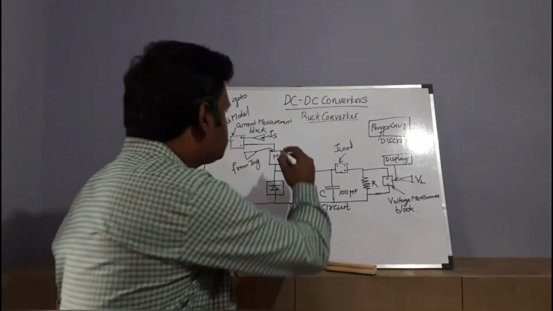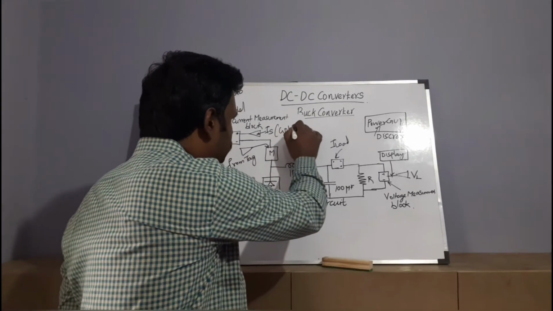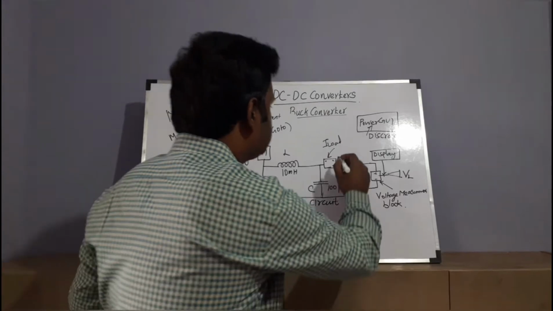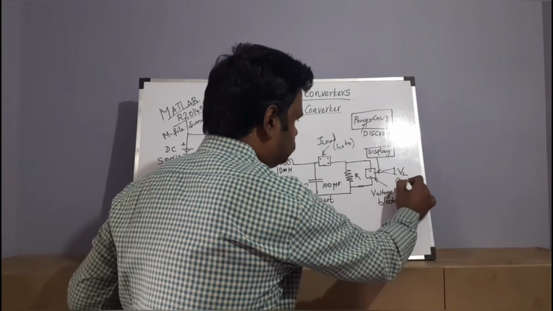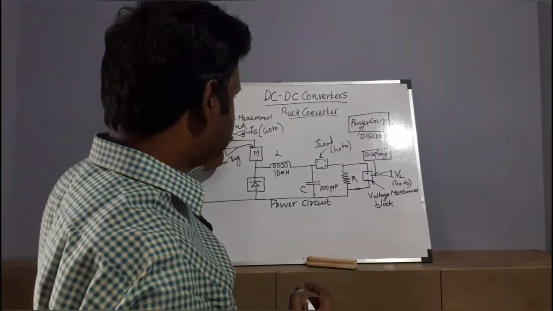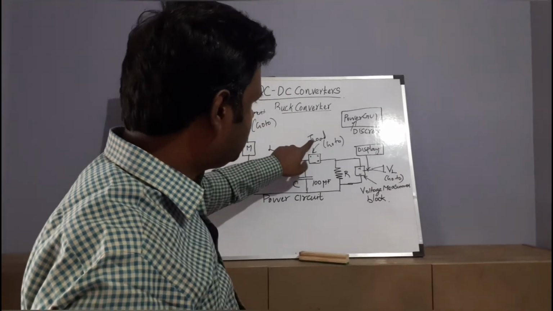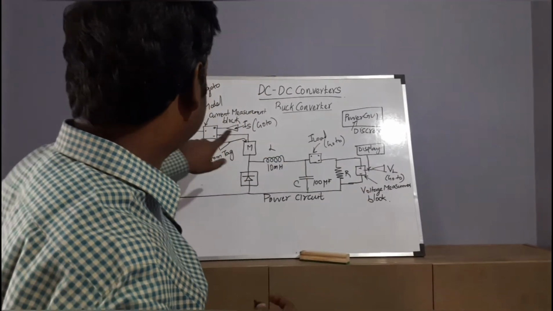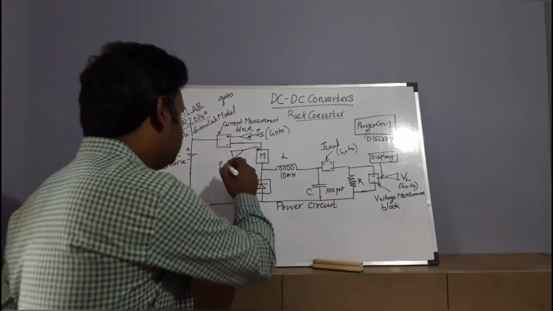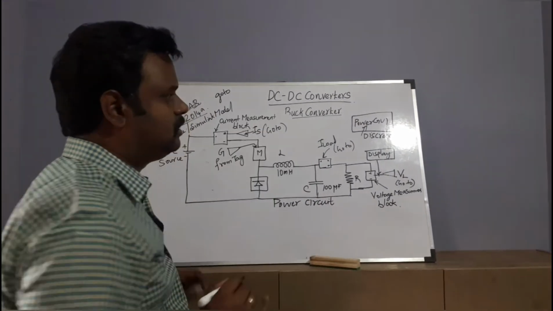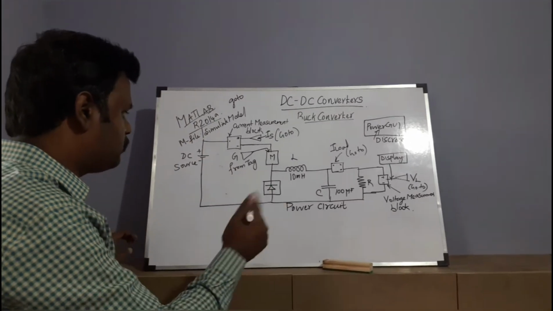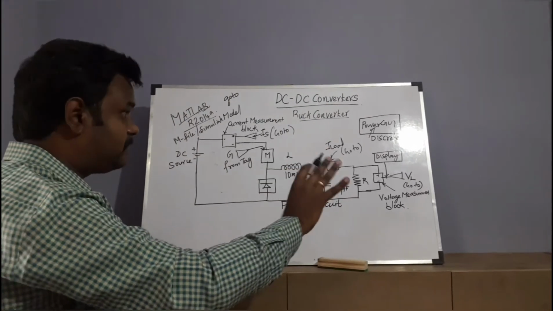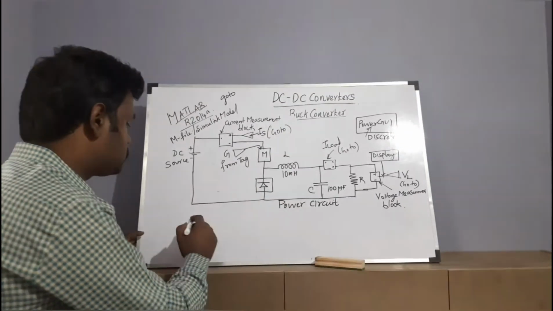So here I have used a Goto tag, and here also I have used a Goto tag, and here also. So IS, then IL, then VL, and then we have gate. In this tag I am renaming it as G, right? Remember, we have used Goto tags and From tags. Next we are moving to the control circuit. I will draw the scope separately, because the board is not enough.